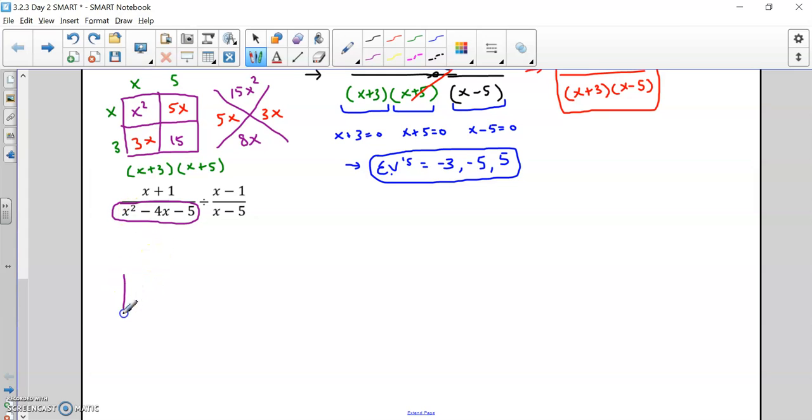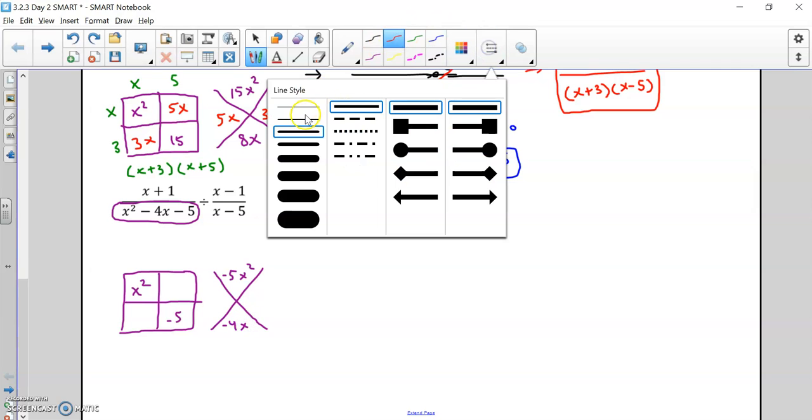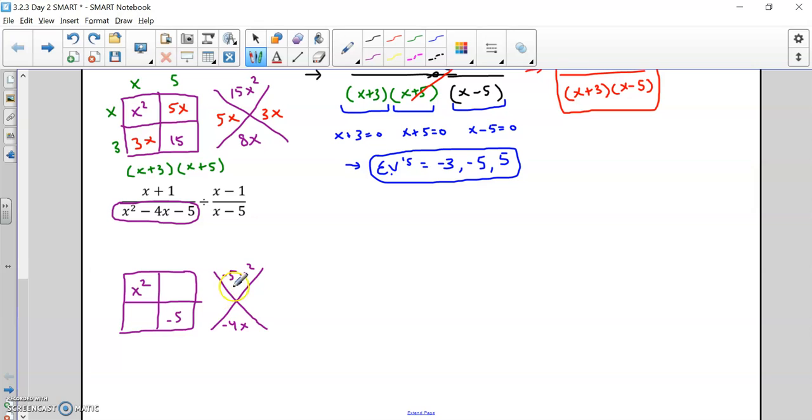So let's go ahead and set up our box and diamond. All right, that's a pretty good box. Well, it was until I went off the line there. Okay, so x squared up top left, negative 5 down here. First times third, negative 5x squared at the top, negative 4x at the bottom. Now we get to play the game that everybody loves. What two numbers multiply to make negative 5 and add to make negative 4? I'm hoping you guys would eventually come up with negative 5 and 1.